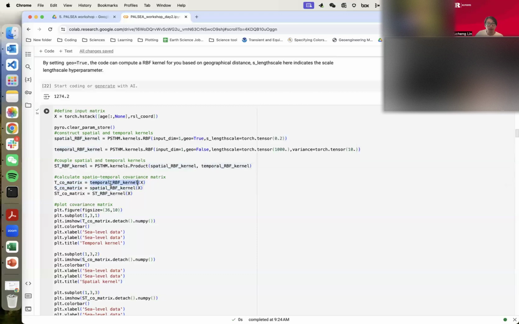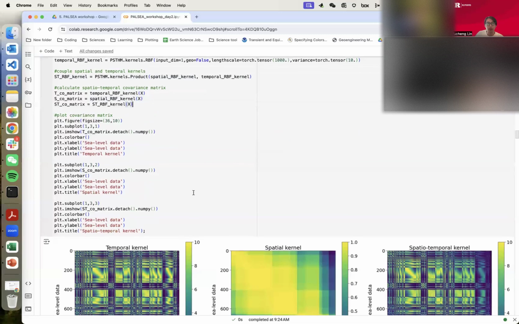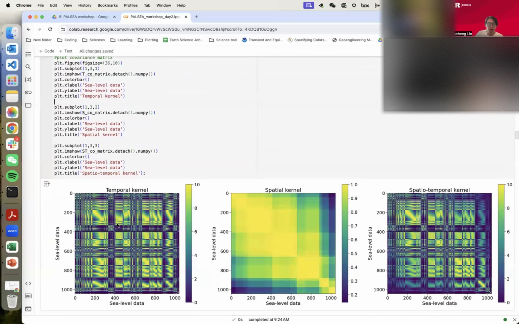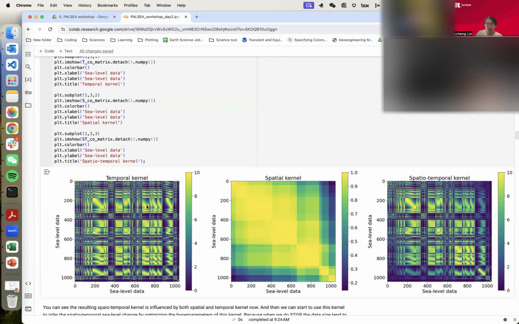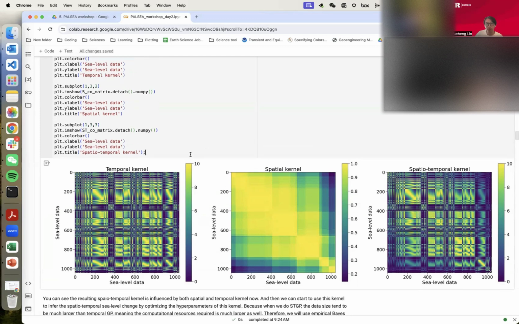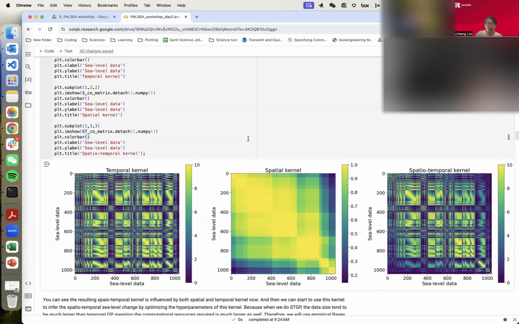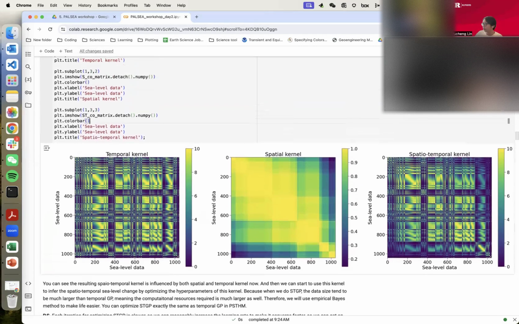Then for each kernel, we input the x value, which is the three-dimensional column you remember, and we try to visualize that. Here is our temporal kernel, it looks like that. And this is our spatial kernel. We element-wise multiply this one and this one, and we get this spatial temporal kernel. Okay. Does this make sense to you? Any questions so far?